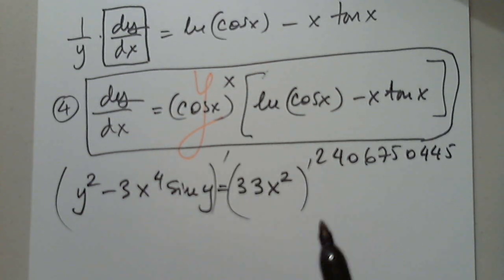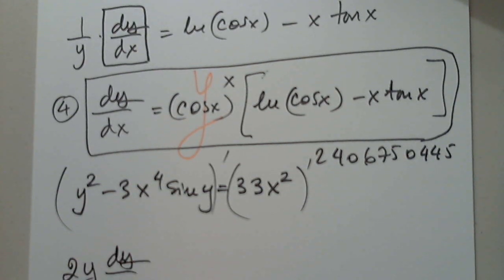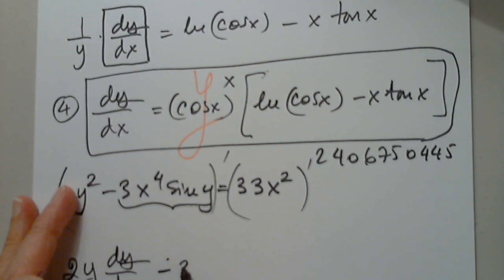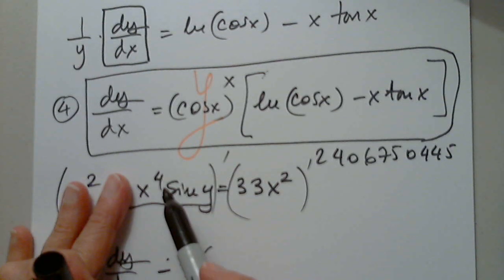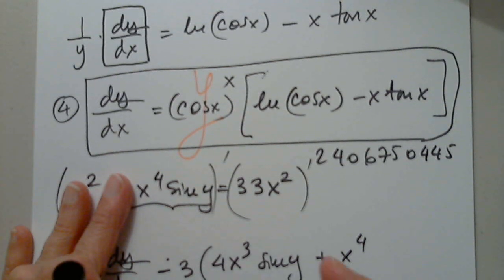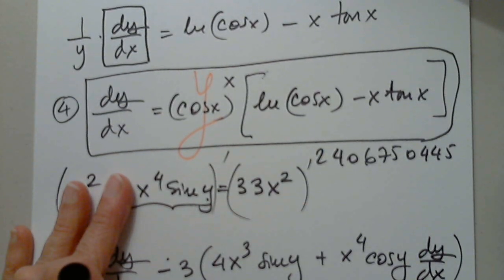Differentiate both sides. When I differentiate a function to a power, I get 2y dy over dx. Here, I have to apply the product rule, keeping in mind I can keep the -3 outside. So this is 4x to the third sine y plus x to the fourth times the derivative of sine, which is cosine y times the inner function prime, dy over dx, equals 66x.